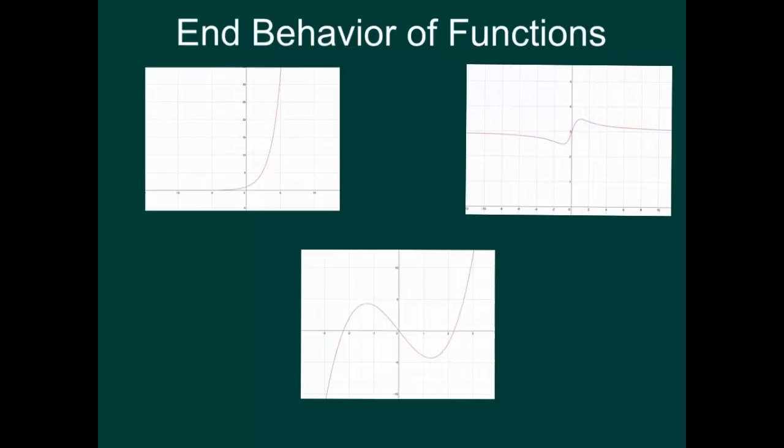Hello, these notes are about end behavior of functions, and more specifically, end behavior asymptotes of rational functions. But first, let's begin by recapping what it means when we talk about end behavior. When we talk about end behavior, we're talking about what the function is doing as x gets larger and larger, or as x approaches infinity.